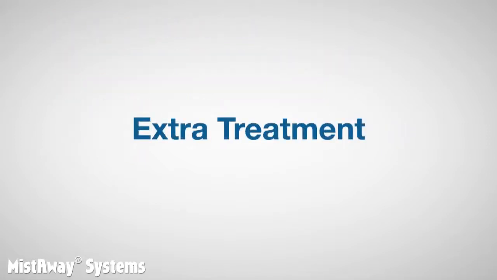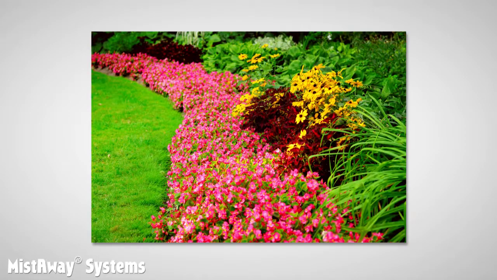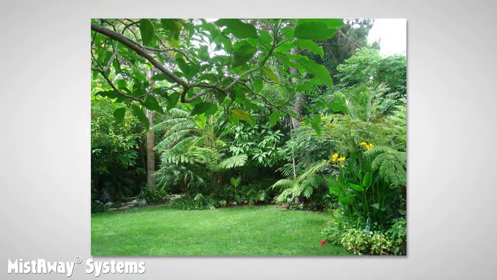Next, consider whether parts or all of your installation might require you to increase the nozzle density for the system to be effective. Areas which might require extraordinary treatment are landscape beds that are either exceptionally lush or dense, or too broad for a single rank of nozzles to cover thoroughly.